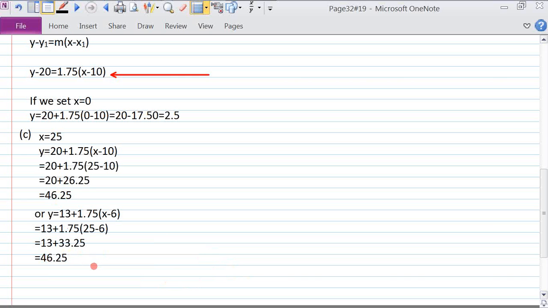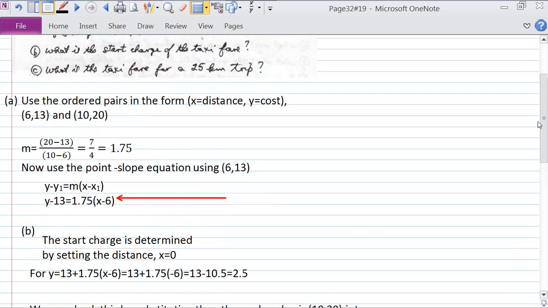So let's recapitulate here. We came out with a basic formula, and we knew that m was 1.75. We used the first ordered pair to derive the formula. We got the same formula using (10, 20), and we got the same start charge, and we got the same cost of a 25-kilometer trip.